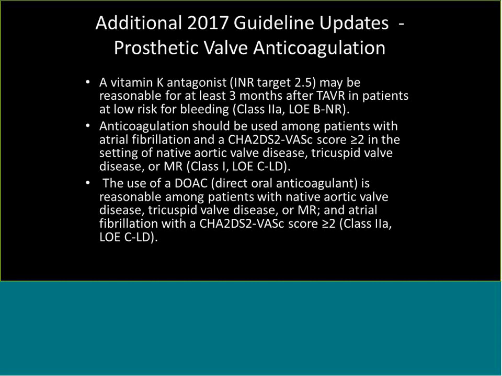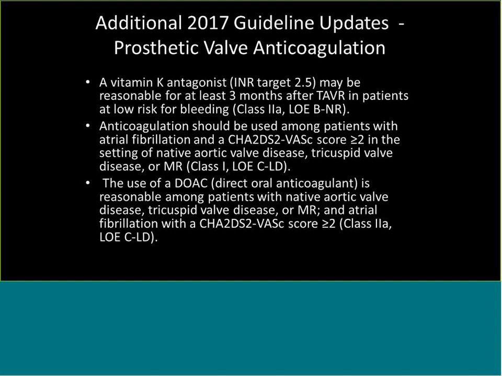We're going to keep evolving because we don't know until we know. We can look back retrospectively and objectively and see what is the best treatment for these patients. So we know when to use anticoagulation for patients with AFib and a CHA2DS2-VASc score greater than or equal to 2 in the setting of native aortic valve disease, tricuspid valve disease, or MR. So those patients with AFib, high CHA2DS2-VASc, and native valve disease, anticoagulation should be used. That's a Class 1 indication.